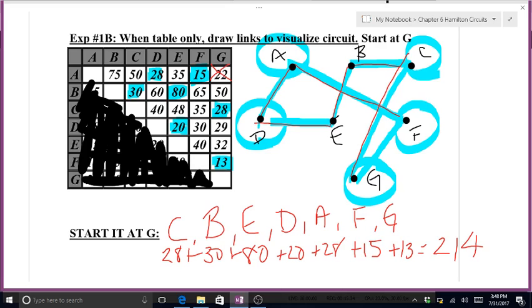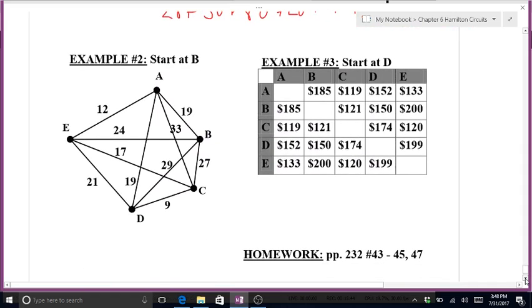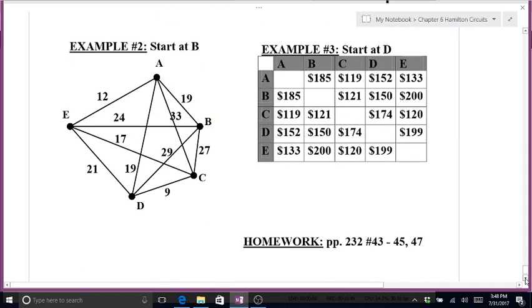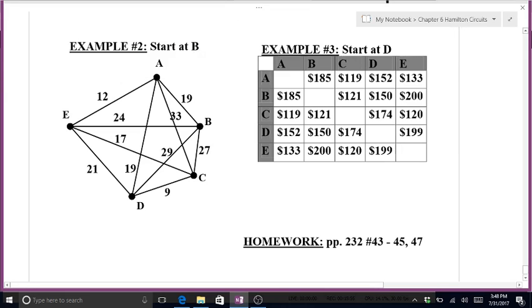Okay. Got 2 more examples to do with you guys. These are slightly smaller graphs, so not as bad. Okay. All right. Let's do green this time.